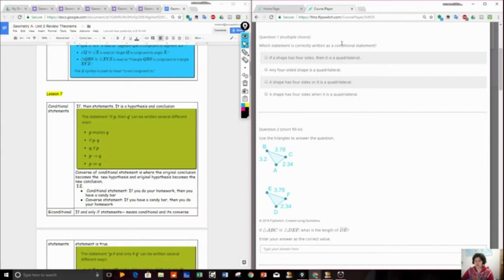Okay, because it's saying a conditional statement, conditional statements are if-then. So they need to start with if and they need to include then. So this is our option.